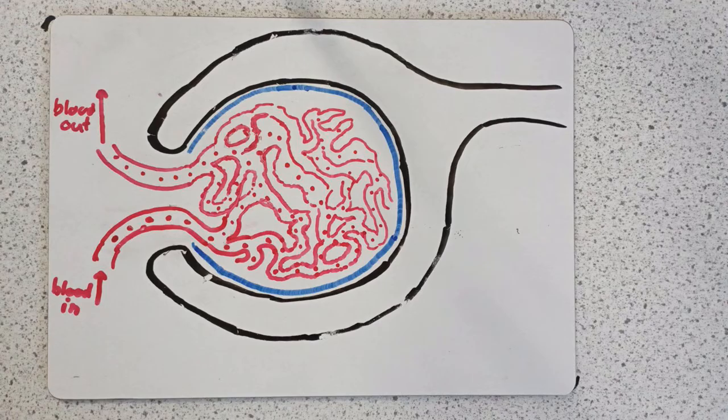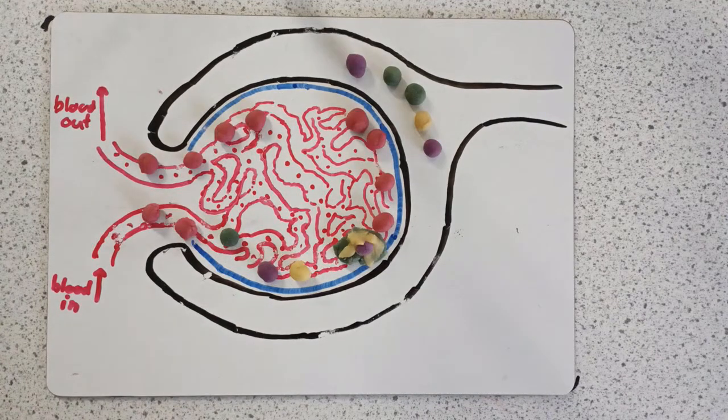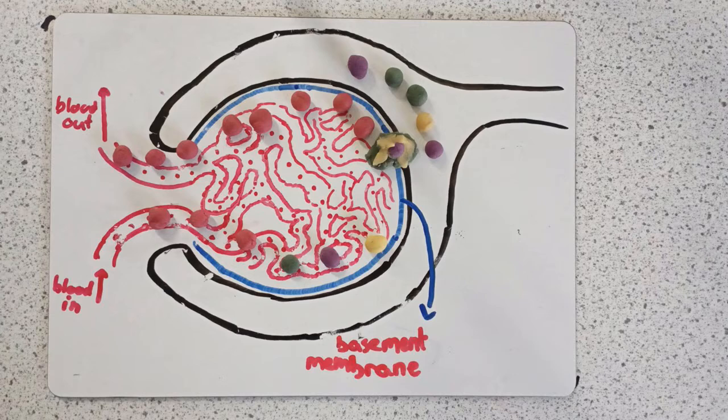Now let's zoom into the glomerulus. The blood entering the glomerulus capillaries is at extremely high pressure, and this means that most things are forced out of the blood into the Bowman's capsule, such as ions, urea, and glucose. However, larger molecules such as proteins are blocked and don't get through due to the basement membrane.